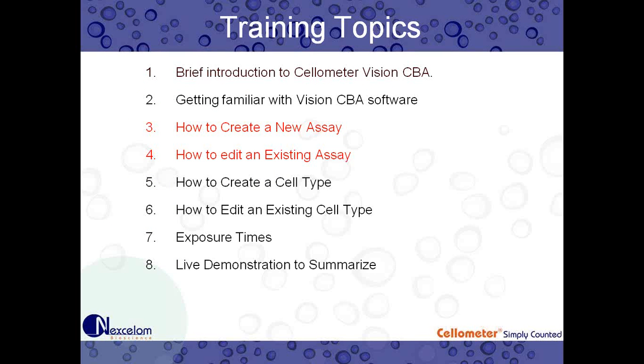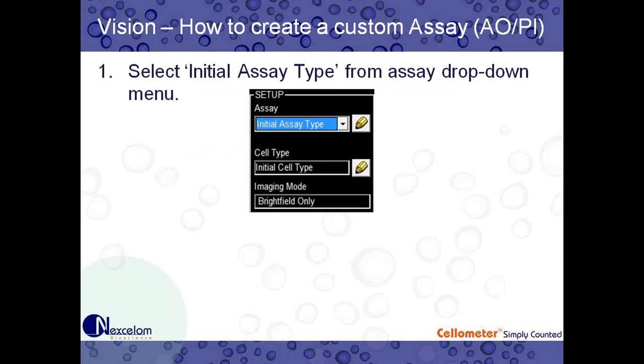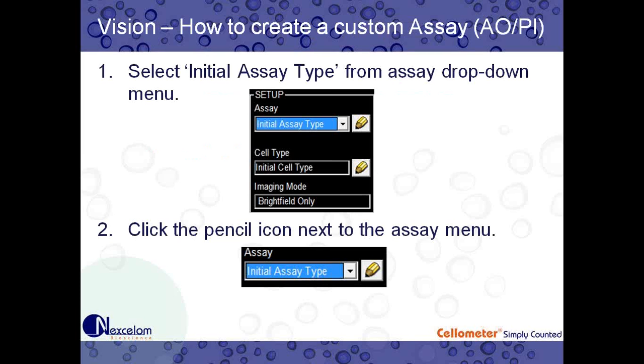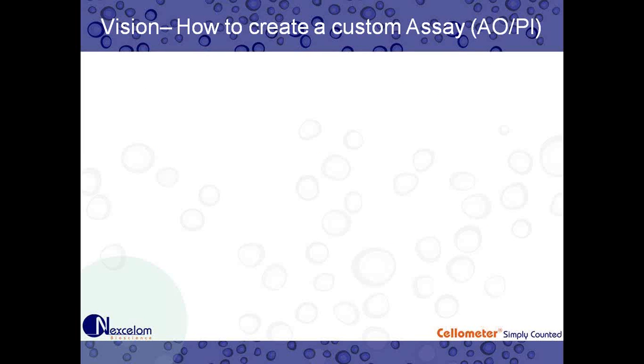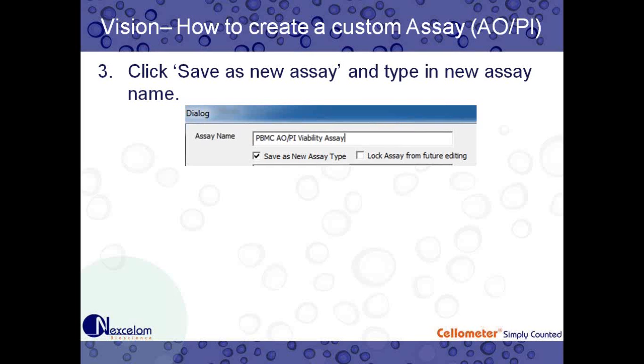So we're going to move on to creating a new assay, and how it's kind of the same as editing an assay. So, step one, you're going to select the initial assay type in the assay drop-down menu. And then you want to click on that pencil icon next to the assay menu I showed you. And the first thing you want to do is save as a new assay type. And here's where you'll name it for whatever you're doing.